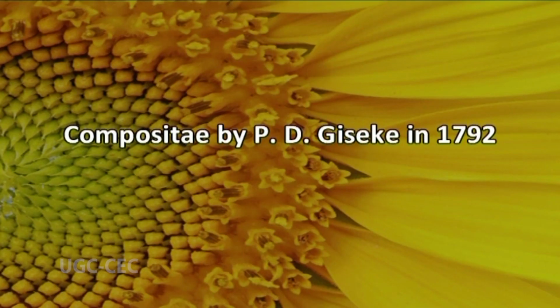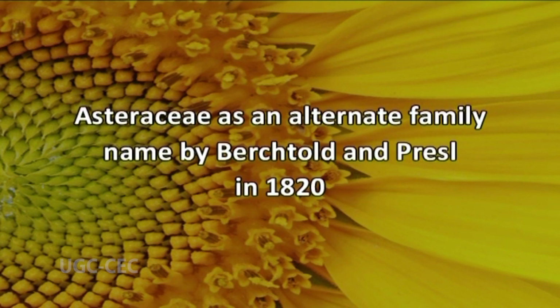The family Asteraceae was first established as a formal taxonomic category under the name Compositae by Chesky way back in 1792. However, later on, Asteraceae as an alternate family name was given by Brechtold and Pressel in 1820. This alternate name of Asteraceae was necessitated due to the typification rule of the International Code of Botanical Nomenclature. But at the same time, Compositae as a family name was also conserved. Compositae was also retained due to its very early usage.